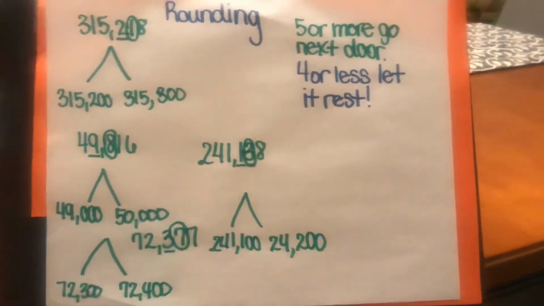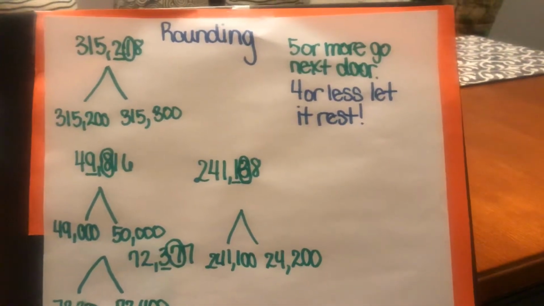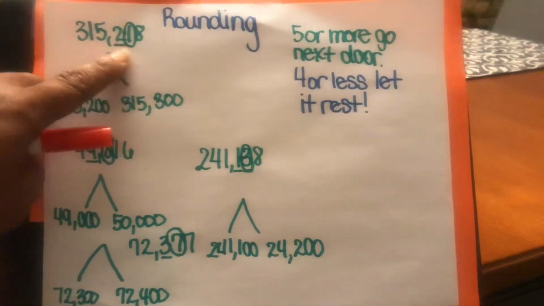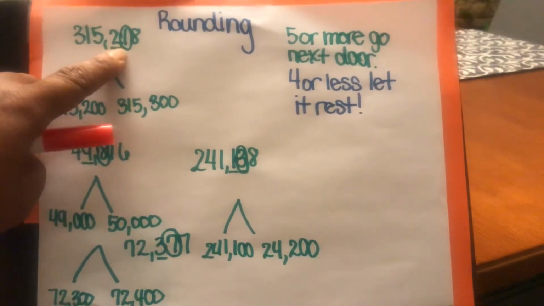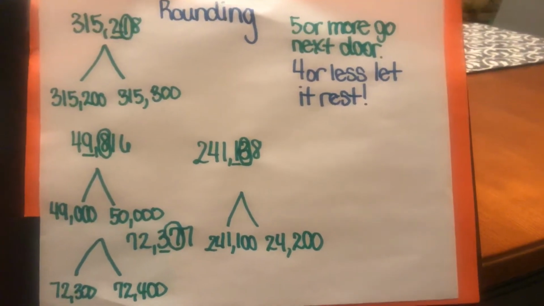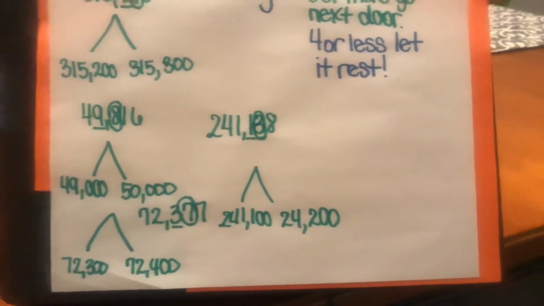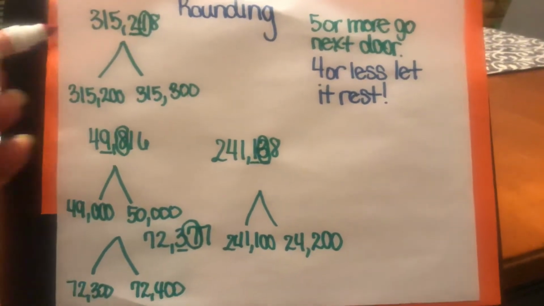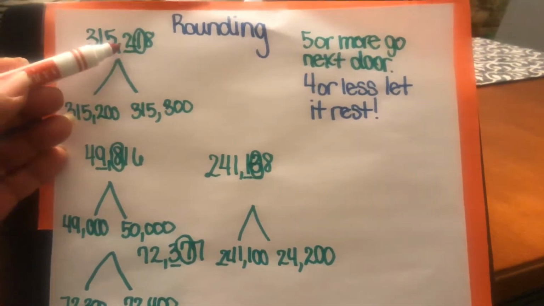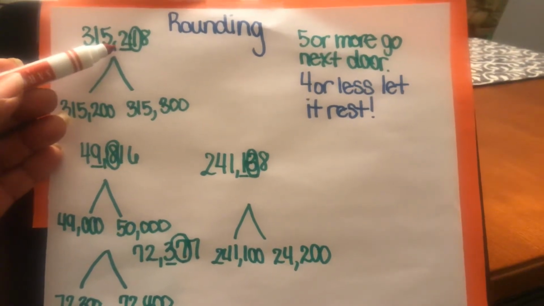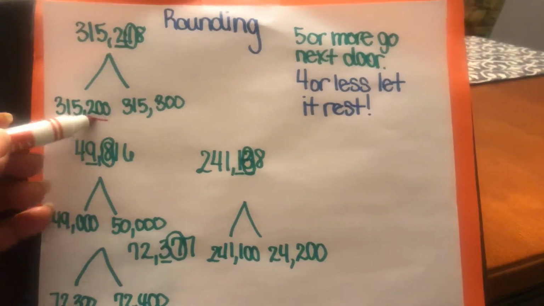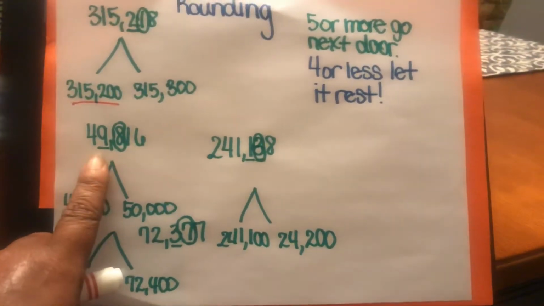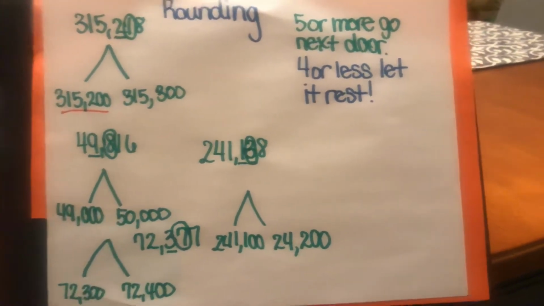Let's go back to our little jingle over here. 5 or more, we go next door. 4 or less, we let it rest. So the number that I circled is a 1. 1 is less than 5. So I know I'm going to let it rest. So 315,218 rounded to the nearest hundred would give me 315,200.